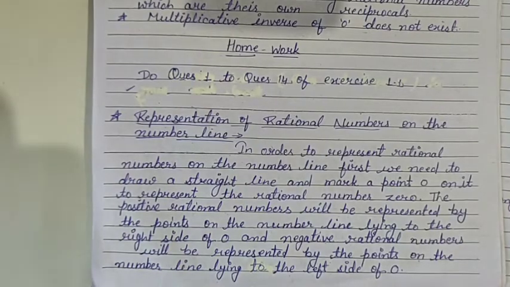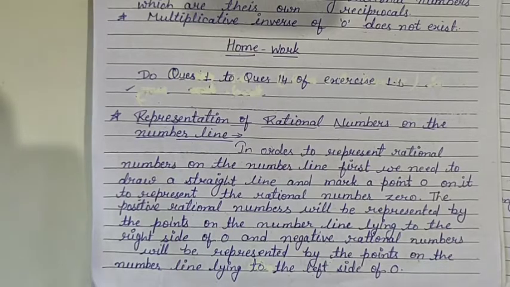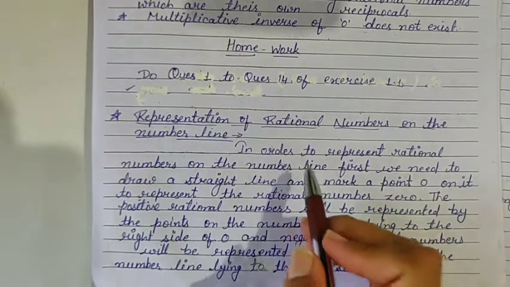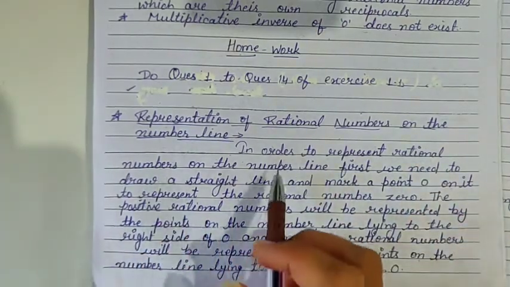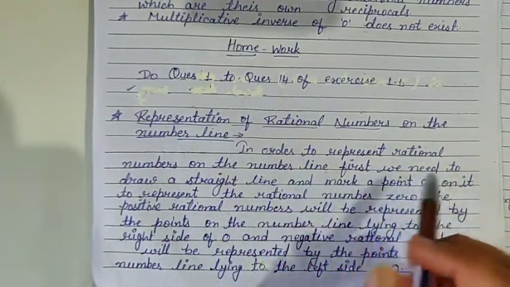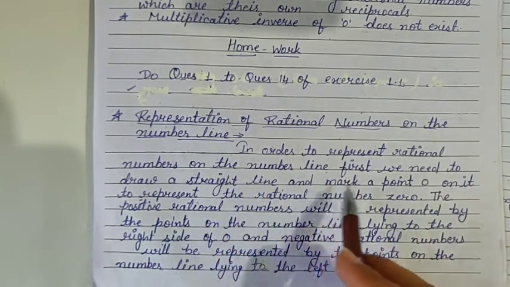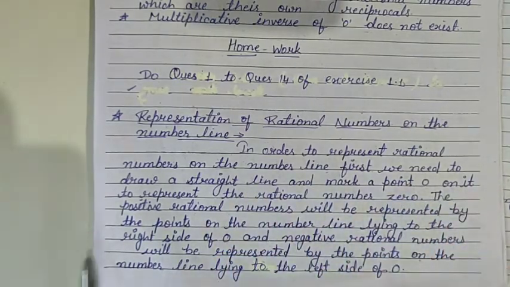Hello students, we were doing our chapter rational numbers and today we will do how can we represent rational numbers on the number line. In order to represent rational numbers on the number line, first we need to draw a straight line and mark a point O on it.